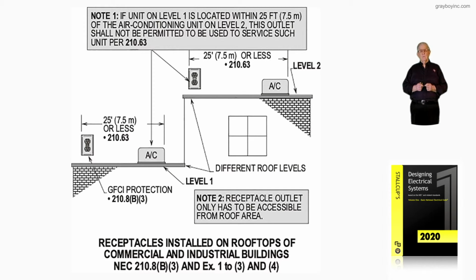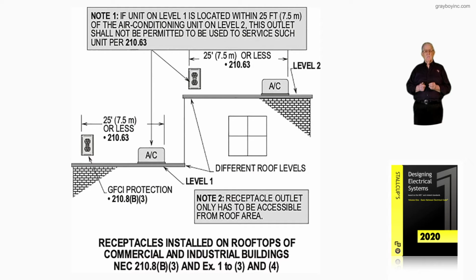Receptacles installed on rooftops of commercial and industrial buildings in accordance with 210.8(B)(3), exceptions 1 to 3 and 4. That's what this illustration is outlining and showing. This is Figure 10-43 that we're going to review. Notice the AC unit is on two different levels, and we must have a receptacle located within 25 foot of this unit.